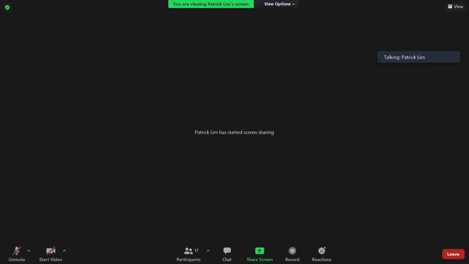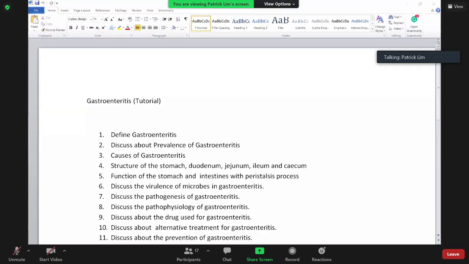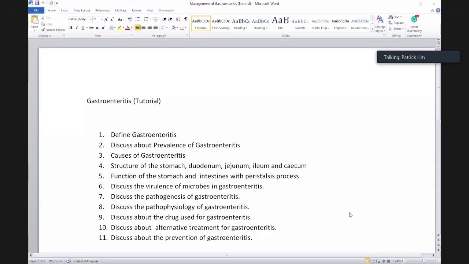The tutorial class today is define gastroenteritis. What is gastroenteritis? Gastroenteritis is the infection of the gastrointestinal tract. Discuss about prevalence of gastroenteritis. You must know about what organism is prevalent in Malaysia and what is the percentage.